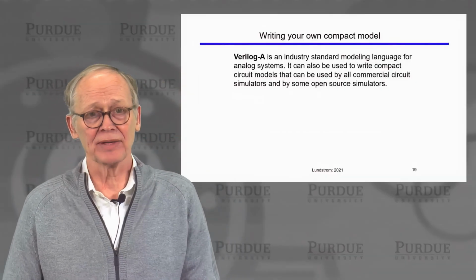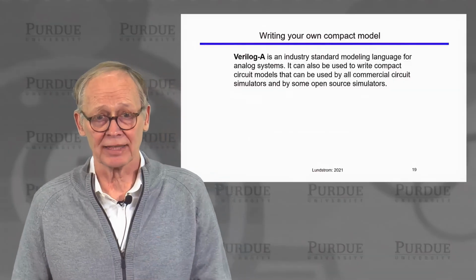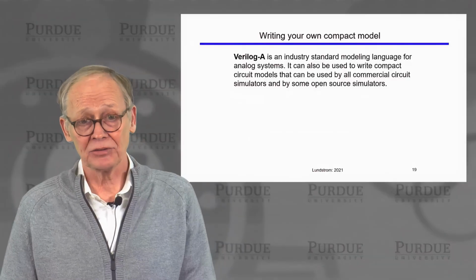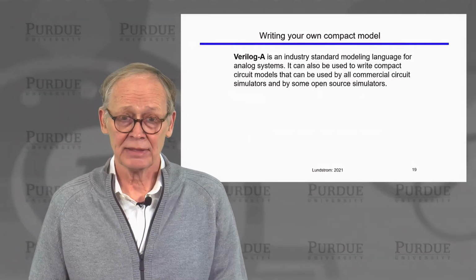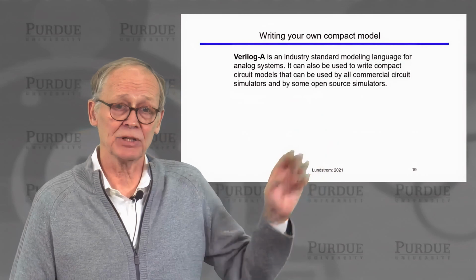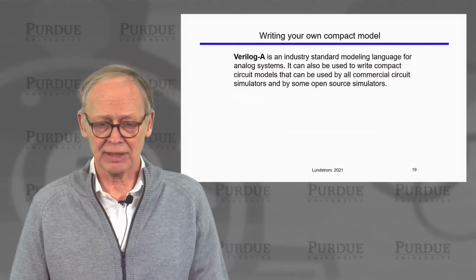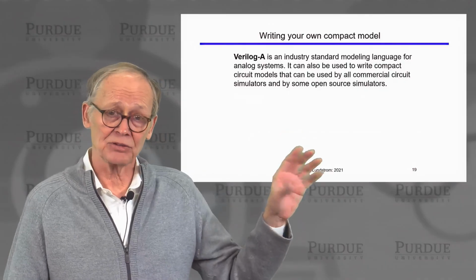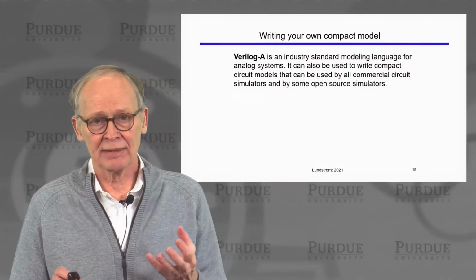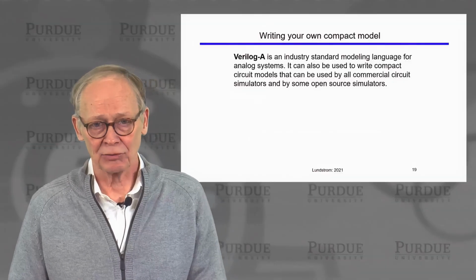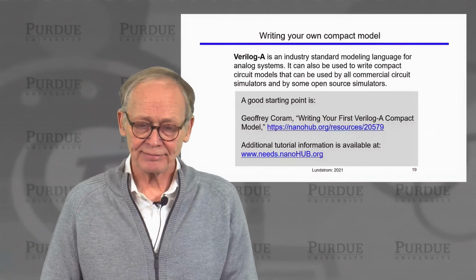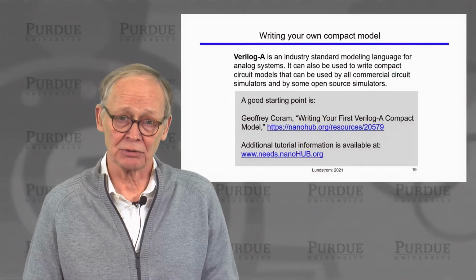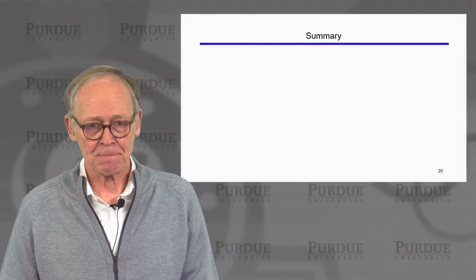Now, you may need to write your own compact model. Probably not to do MOSFET design because there are industry standard sophisticated models. But if you're adding to your basic electronic system a new device, you may need to write your own compact model. You should know that there is an industry standard language, Verilog-A, for writing compact models. And you can write them in a way that they can be used by all commercial simulators. If you write your new model in Verilog-A, then any standard commercial simulation platform can make use of that model. So if you need to do this, here are some good references to get you started on how to write your own compact model with Verilog-A.